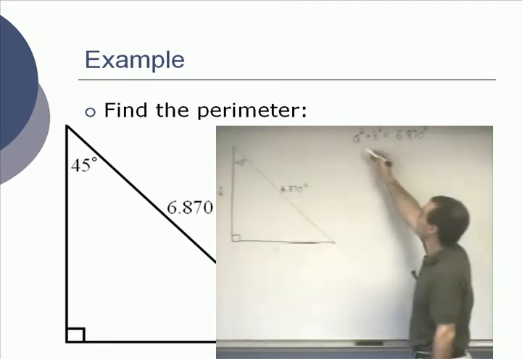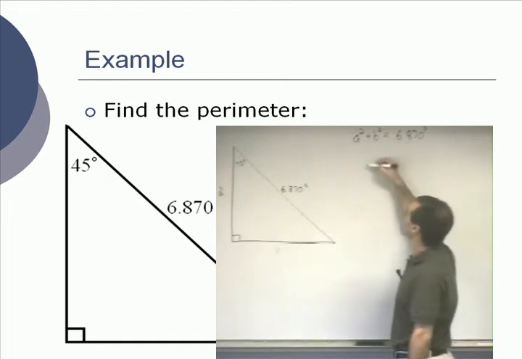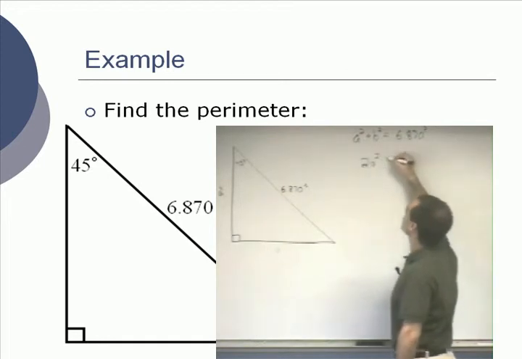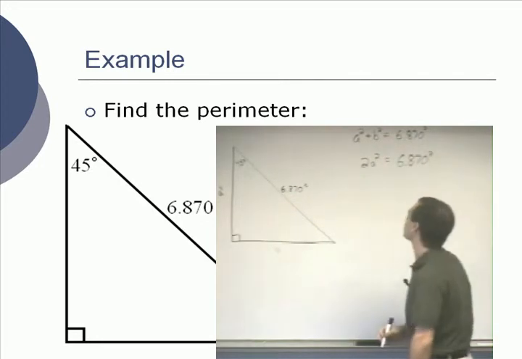That's certainly true, but what's true about a and b? They're equal. So instead of saying a squared plus b squared, we could say a squared plus a squared. Or in other words, 2a squared equals 6.870 squared.